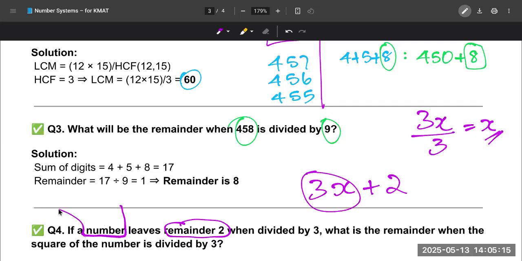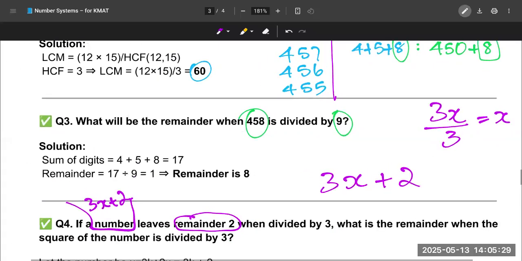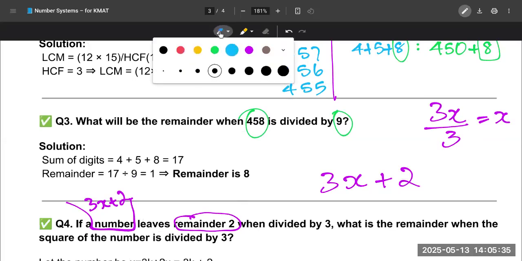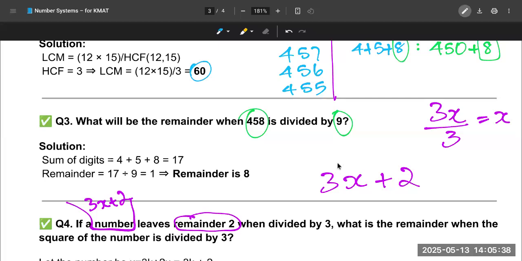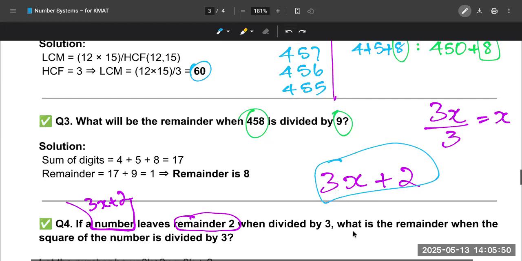So the number leaves remainder 2 when divided by 3. You shouldn't forget this. So the number should be taken as 3x plus 2, because 2 is the extra remainder. Now, what is the remainder when the square of the number is divided by 3? So first you need to take the square.